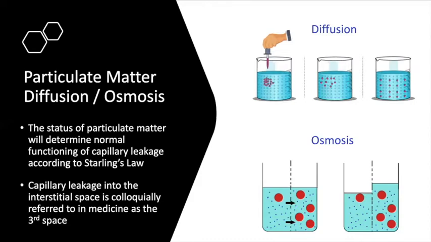So particulate matter, which would be these red dots here, will determine normal versus abnormal functioning of capillary leakage according to Starling's law. Medically speaking, we use a colloquial or non-medical term. When fluid is leaking into that interstitial space, we will say that someone is third spacing. It means that it's an abnormal situation where water is leaving the normal systems and going into that interstitial space.